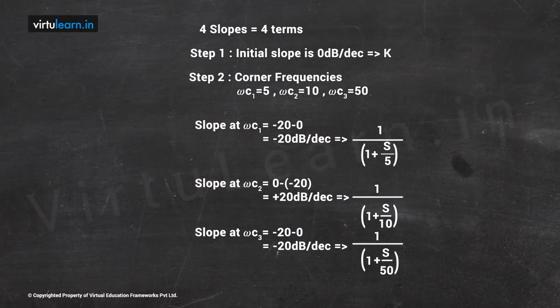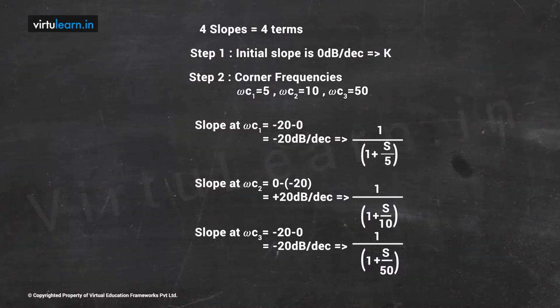We have the initial slope. The initial slope is 0 dB per decade. Whenever you have 0 dB per decade, the corresponding first term is k. So the first term k we can directly write down. And also we have the 3 corner frequencies at 5, 10 and 50. At each and every corner frequency, I want to know what is the respective slope contribution. The slope contribution will be the next slope minus the previous slope.